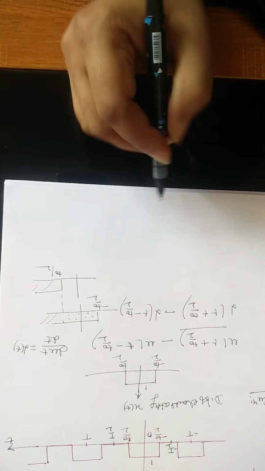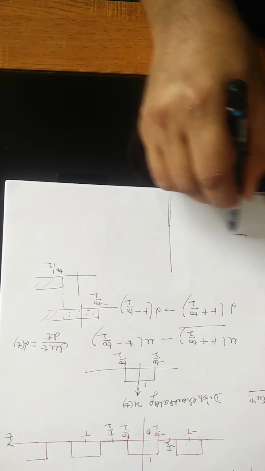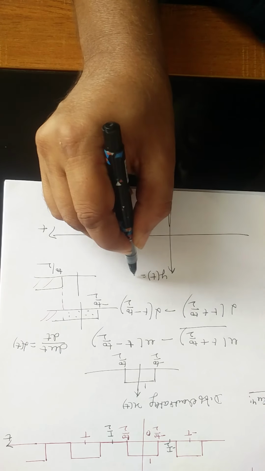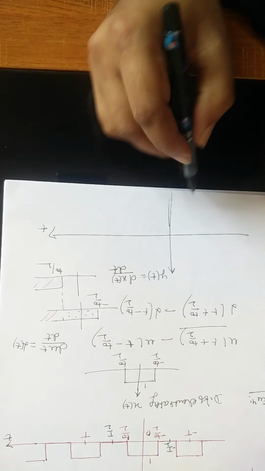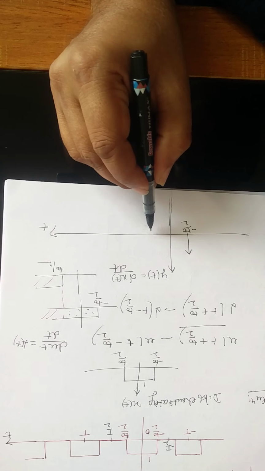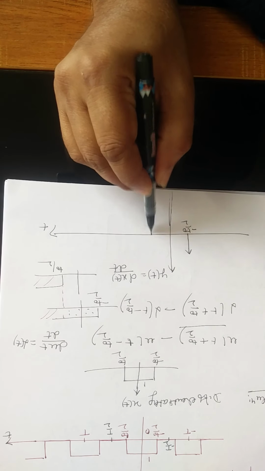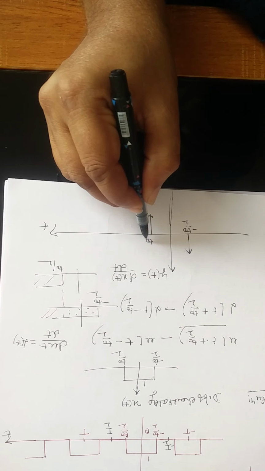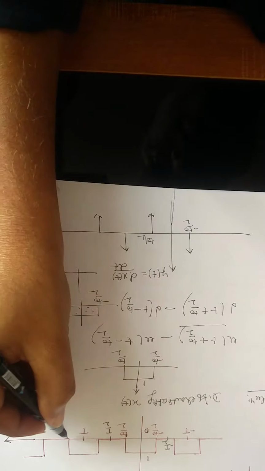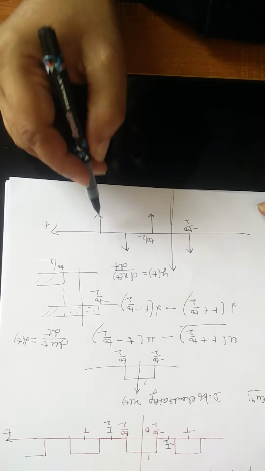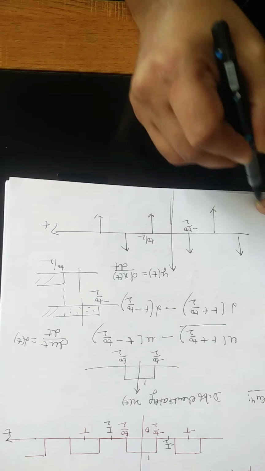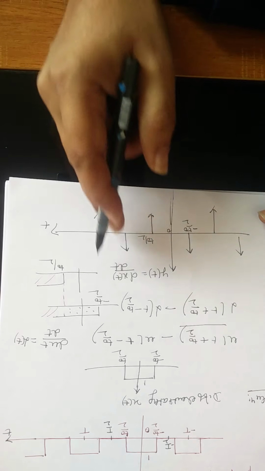Let us draw the differentiation of this signal. This is time t. This is y of t, equal to the differentiation of x of t with respect to t. At minus t naught by 2 there is an impulse, and at plus t naught by 2 its value is minus 1. Next, at this point also the same signal exists, this unit pulse exists. Next, here it is 0.